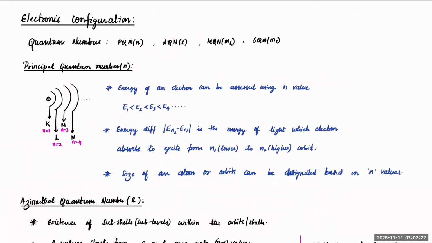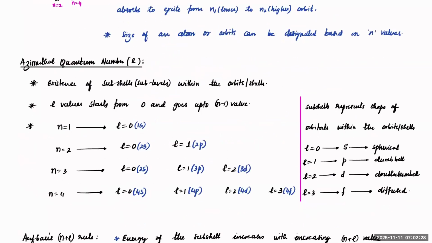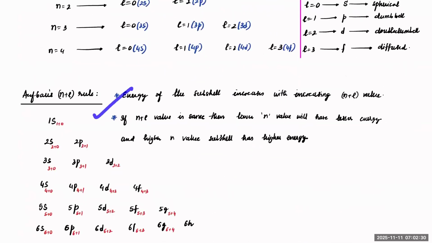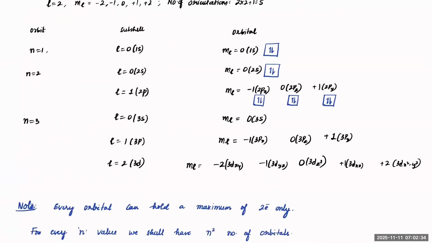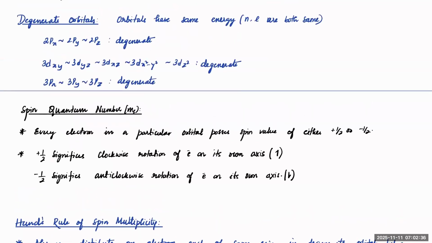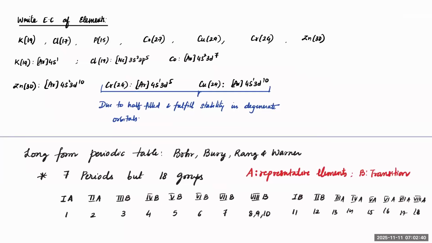Next, you do understand what is principal quantum number, what is azimuthal quantum number, what is Aufbau's rule. So I'm sure you know these terms, right? I don't think we need to go through this again. Hund's rule and all, right? How do we write that?